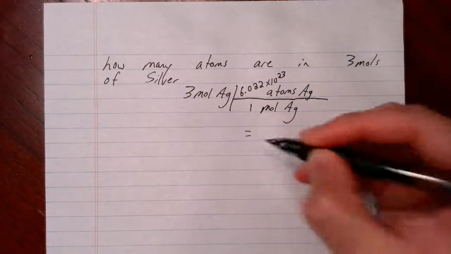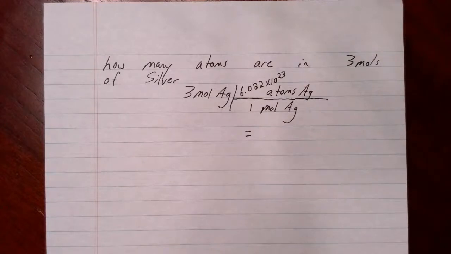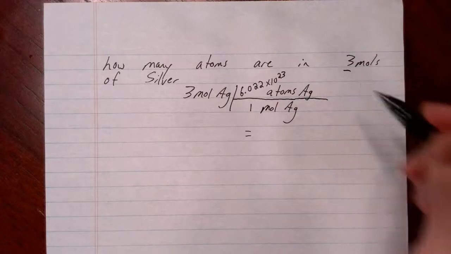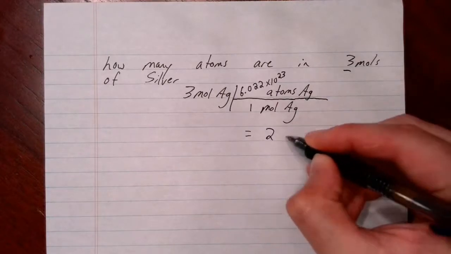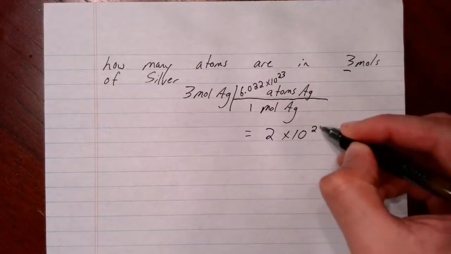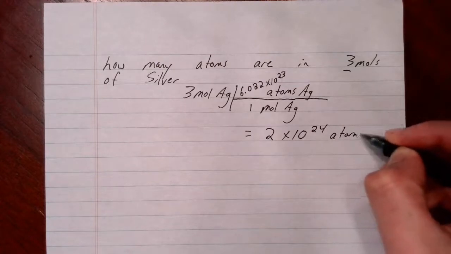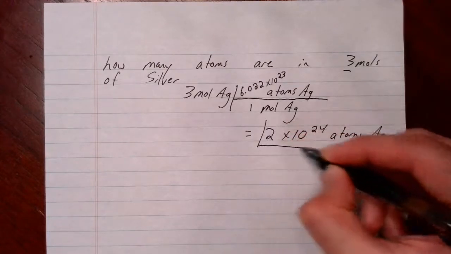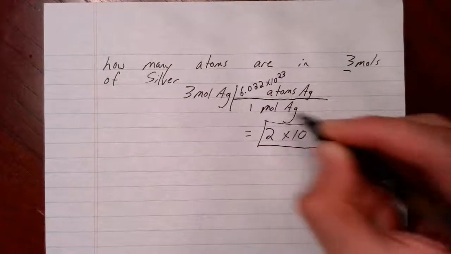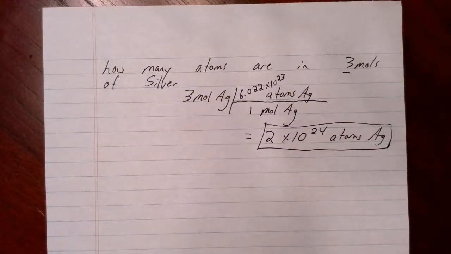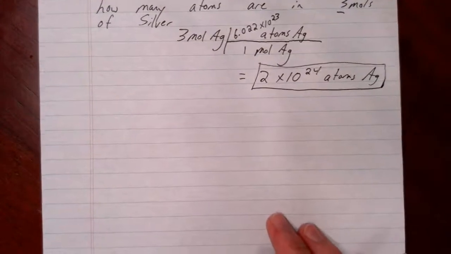So we can type this in the calculator. 6.022 times 10 raised to the 23rd power times 3. And I only want 1 significant digit here in my original problem. So round my answer to 2 times 10 to the 24th atoms of silver. So then I could do the exact opposite of the problem. I could give you a large number of atoms and ask you how many moles there are. So let's do one that's a little bit different.